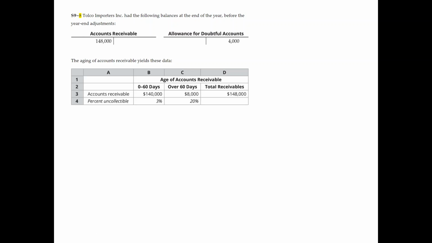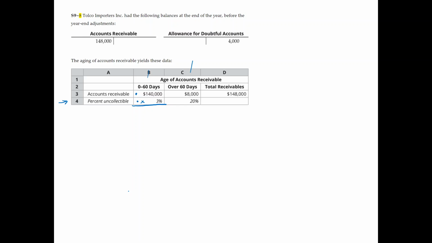Part 1 of this question says to journalize Tolko Importers' entry to adjust the allowance account to its correct year-end balance. So we're given this percentage uncollectible here for each of the various ages. So we're using the aging of accounts receivable method here. To know the entry that we need to record, first we need to figure out what the estimated uncollectible amount is. So we multiply the receivables in that aging category by the percentage that is believed to be uncollectible.